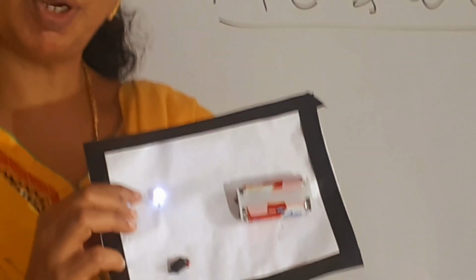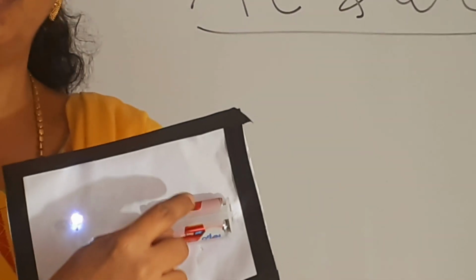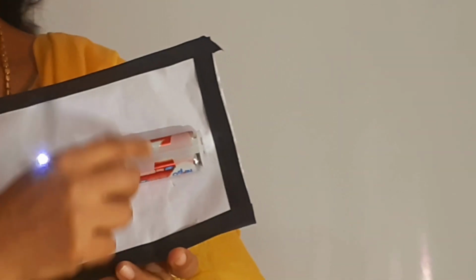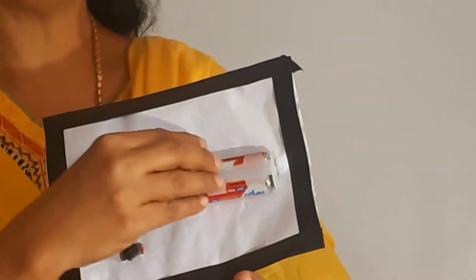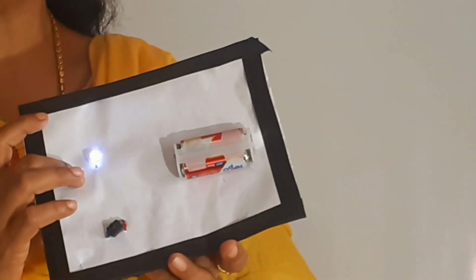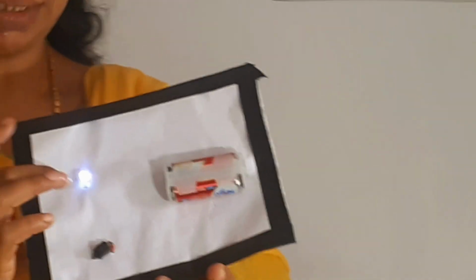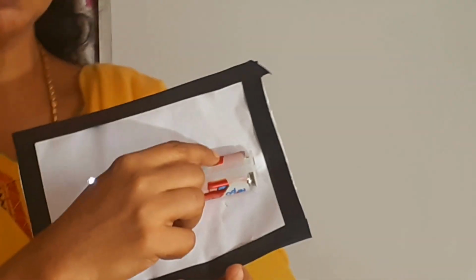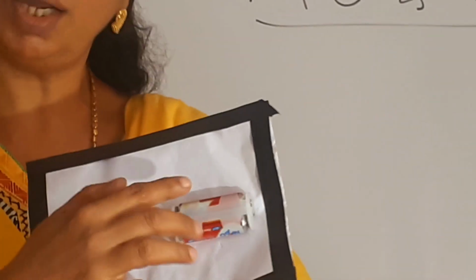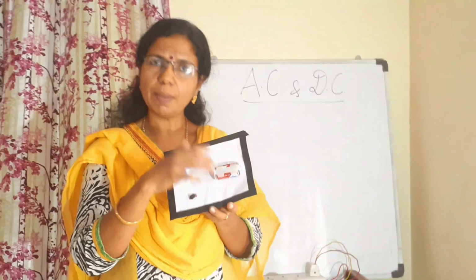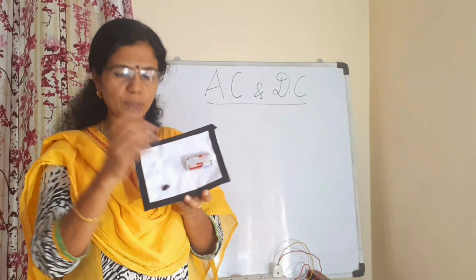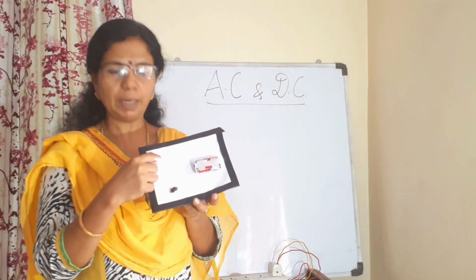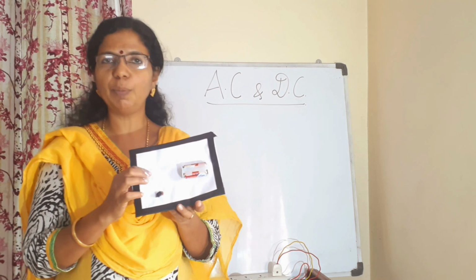From where did the bulb get the current? The bulb got the current and voltage from these two cells. So these two cells provide the voltage source for the LED bulb to glow. Understood? So this is a source of voltage. The two cells combined together you call a battery, a voltage source, and it gives a current when you switch it on and the bulb glows.